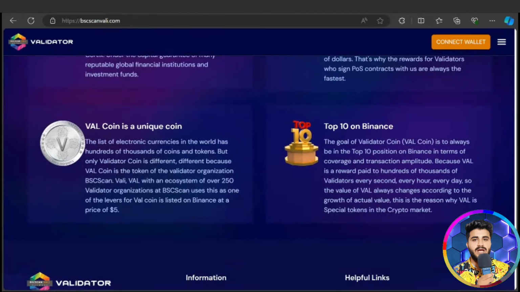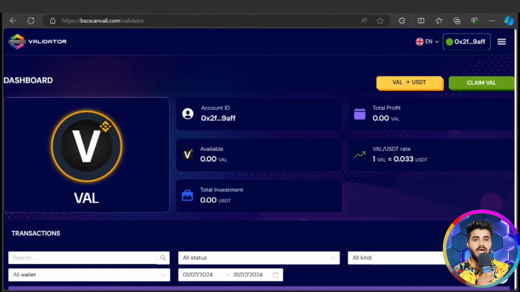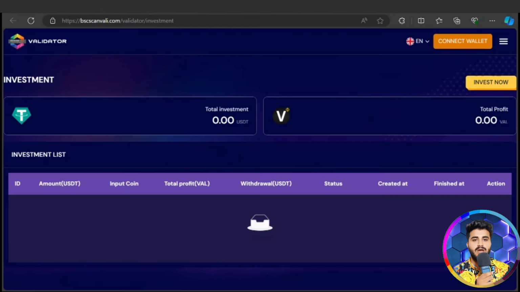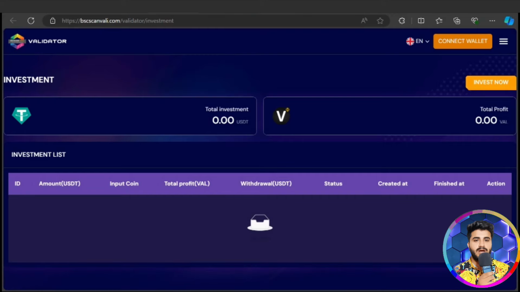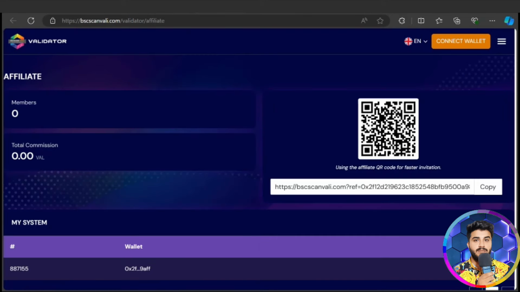So here is my account of the validator. You can check out the account ID, total number of profit, Val USD, claim all, and one Val is equal to 0.033 USD, total number of investment, and how you can make a passive income through this site. Just click on invest now, BNB, select your BNB amount, and press the confirm button. You can make a deposit in easy steps, and see how you can make $1,000 by affiliate. Just copy the link and share it on social media and get a reward instantly.